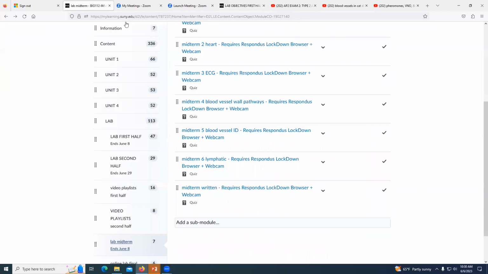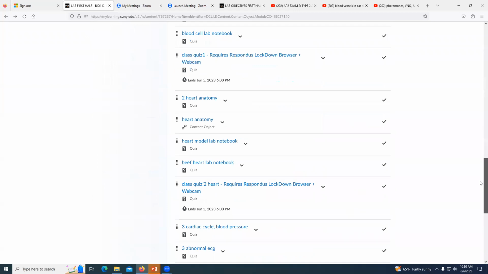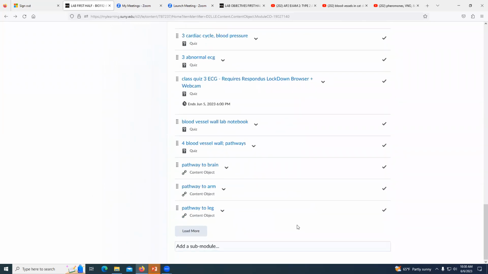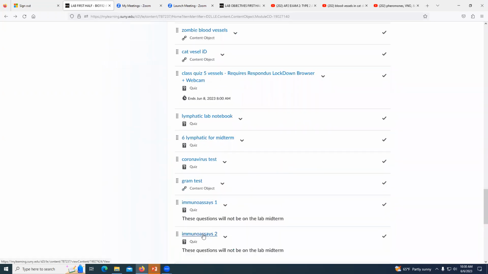Now, if you were to look in the lab first half, there's a couple of question sets here, which I would like to go through this afternoon in lab. So notice immunoassays, what's going on there? Like Gram test, coronavirus test. These are like using antibodies to diagnose. I mean, relevant to everything we're talking about, and for a lot of you, what your jobs will someday be. But I didn't want them to be part of the exam.